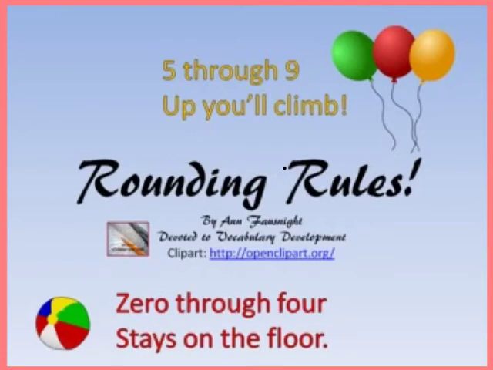Alright, so I have found a really neat little rules picture to help you. Just remember, you find the number that you're going to round, whatever place value it's in, and then you look to the right of that number. If that number is 5 through 9, then up you'll climb. However, if it is 0 through 4, it's going to stay on the floor, so you're not going to go up.